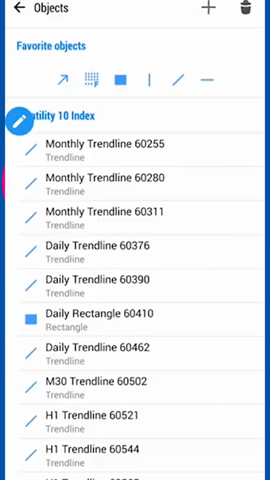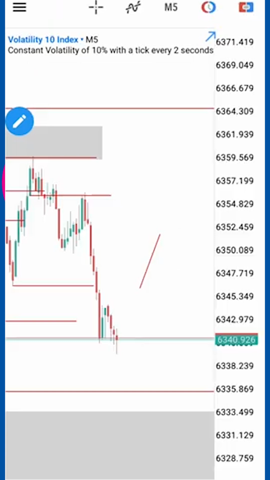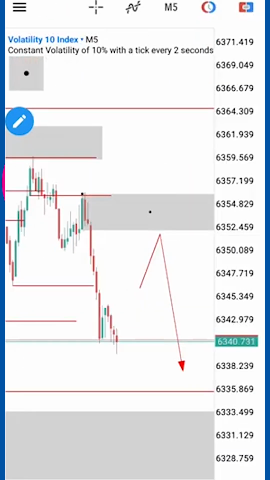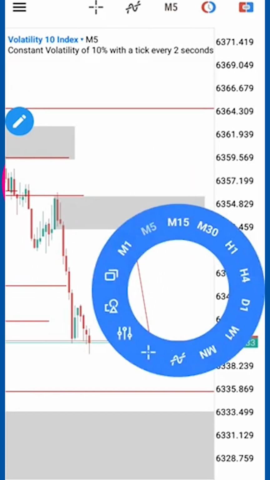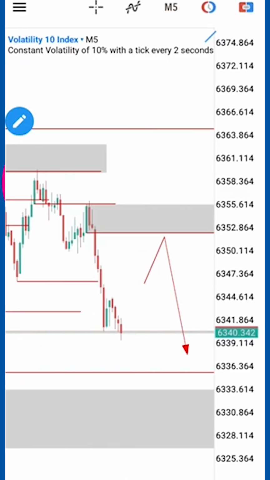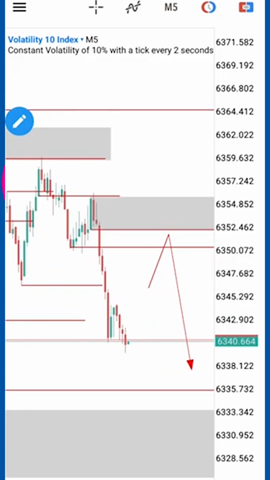So of course I expected price to return back up and then respect the 5-minute order block or the mitigation block and then drop down. So yeah, I wanted to sell at the 5-minute order block, or if there was too much sell pressure, I would have sold right at the 5-minute mitigation block, but we'll see where I ended up selling.